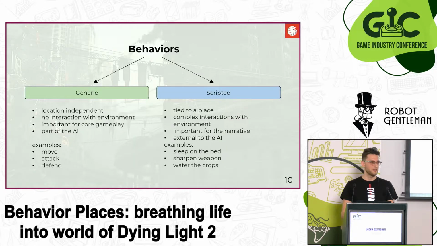Let's take a look at how we fixed this. First, we made an important distinction and divided the behaviors into 2 types. The ones we call generic can be executed anywhere in the world and are an integral part of every AI. Scripted behaviors, on the other hand, are usually tied to a specific location and can be used to interact with the environment. And in terms of scalability, the key difference is that scripted behaviors are defined outside of the AI.